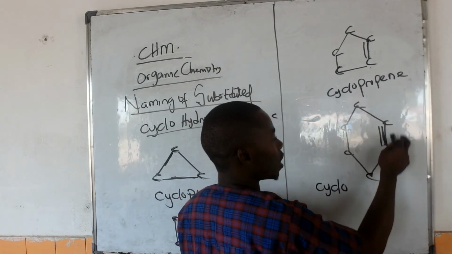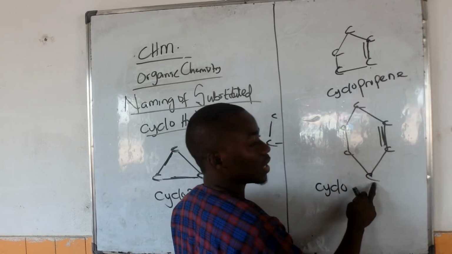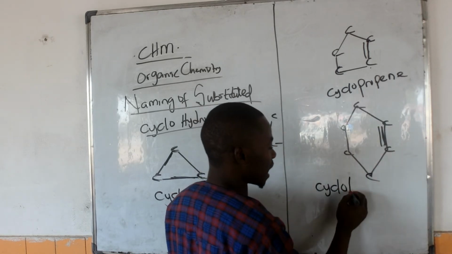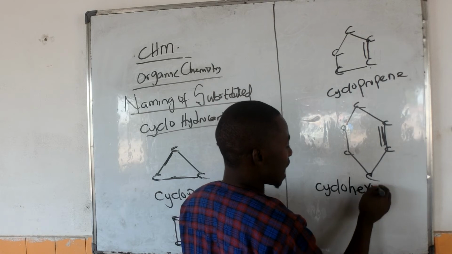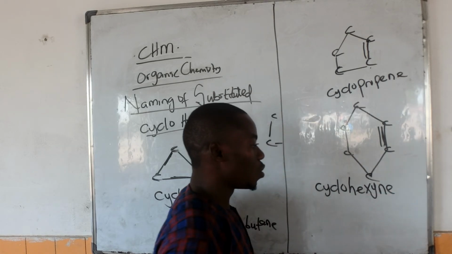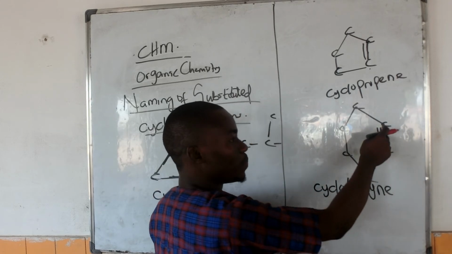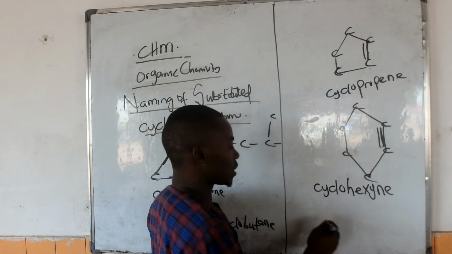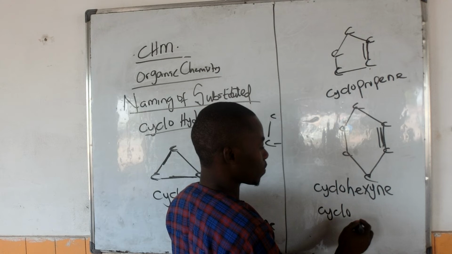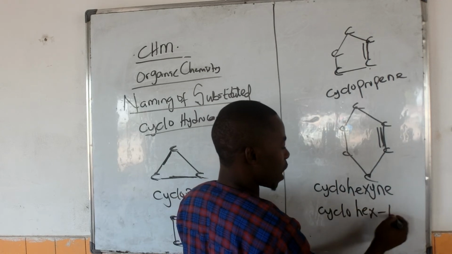How many carbons? 1, 2, 3, 4, 5, 6. So that means it is what? Cyclohexyne. Okay, if you want to specify the position of the bond, you can say cyclohex-1-yne.